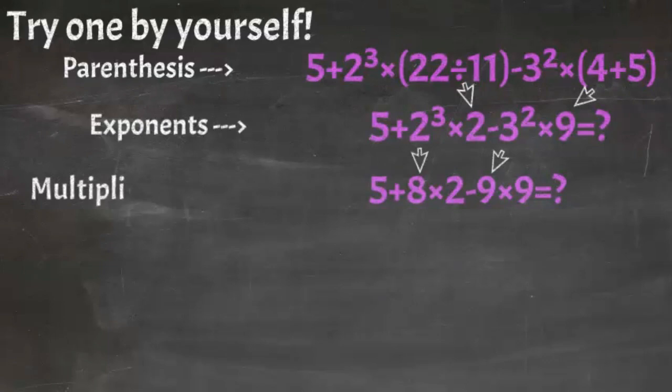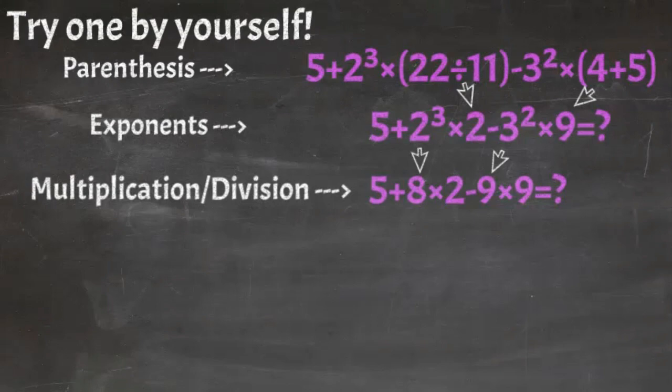So now we're going to do multiplication and division from left to right. So we have 2 multiplications in here. We have 8 times 2, which is 16, and 9 times 9, which is 81. So we're just going to replace those 2 parts of the equation. So we get a new equation of 5 plus 16 minus 81.